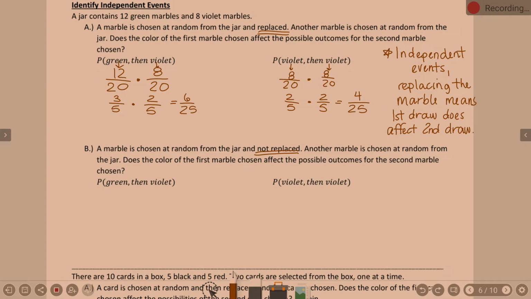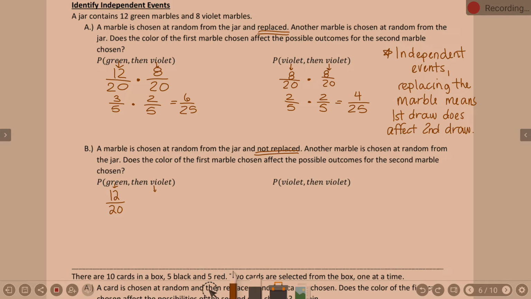Now, let's go through and look at how it does affect the probabilities. You're saying it does affect. Good, I agree. Probability of drawing green then violet. 12/20. The probability of drawing the green is still 12 out of 20. What about the probability of drawing a violet here? 8/19.